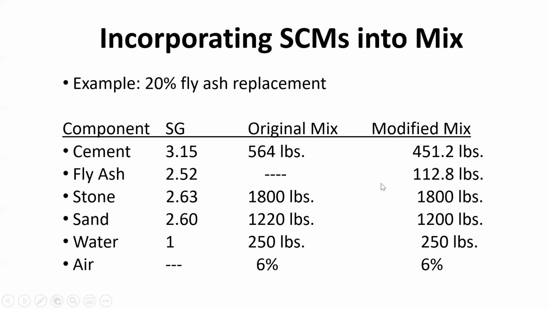So weren't you saving some money with the fly ash though? Yeah. So this may be $130 per ton, and this may be $30 per ton. So you save a lot of money by using fly ash. It's quite a bit.